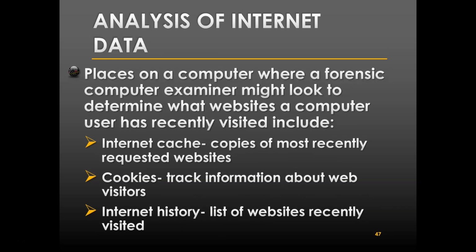So places on a computer where a forensic computer examiner might look to determine what websites a computer user has recently visited. So there's the Internet Cache, which is copies of the most recently requested websites. They might also look at cookies. I'm sure you're used to going to websites and they ask you if you will approve them downloading cookies. So cookies track information about web visitors, usually so they can personalize ads to you. And then they can also check the Internet History, which is a list of websites recently visited.